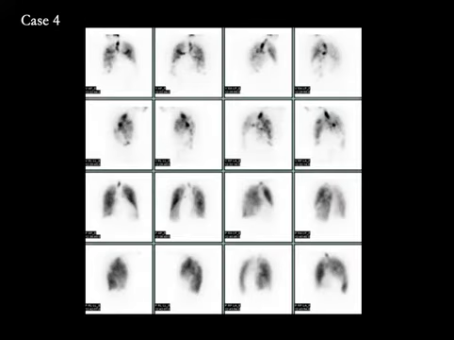Case number 4 shows a VQ scan in a patient with severe COPD, where when we start looking at the ventilation in the anterior image, comparing it to perfusion, and then ventilation in the posterior image, comparing it to perfusion, we find that overall the pattern of perfusion is more uniform compared to patchy and heterogeneous ventilation with central deposition in the airways from turbulence secondary to COPD, and patchy ventilation also secondary to COPD.